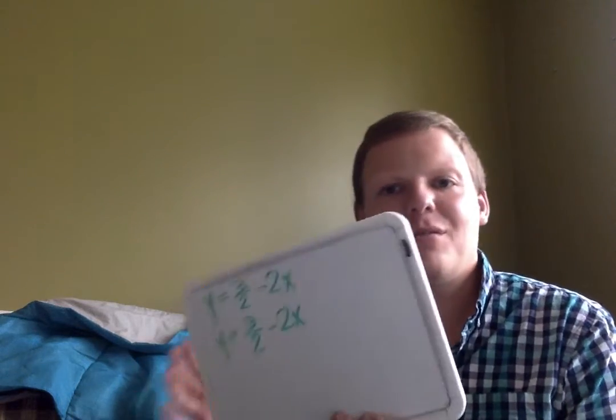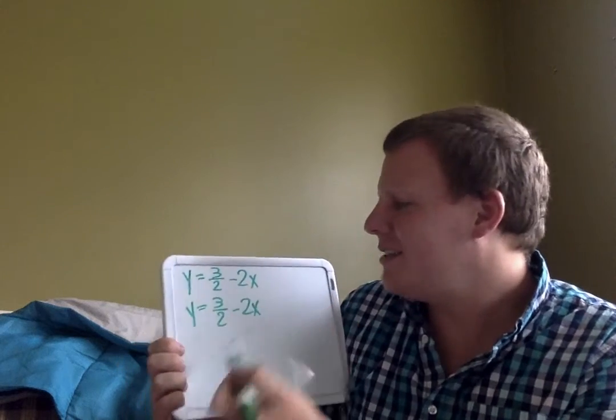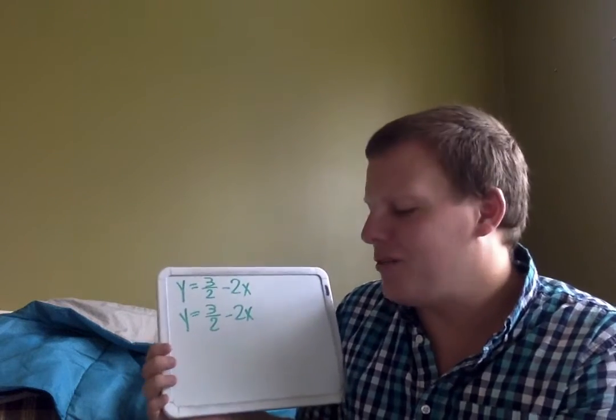And if you did elimination, you'd see you get the same sort of result. So let's try graphing this. So take a moment, put those in slope-intercept form. Right, and what did you get? Right, for both equations, when you put them in slope-intercept form, you get the same thing. 3 halves minus 2x.